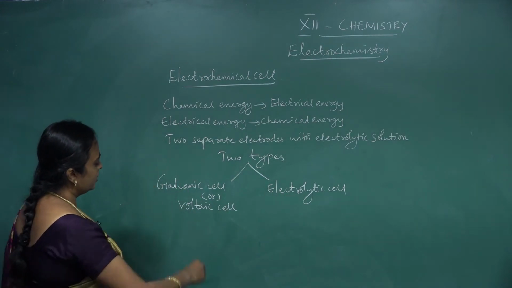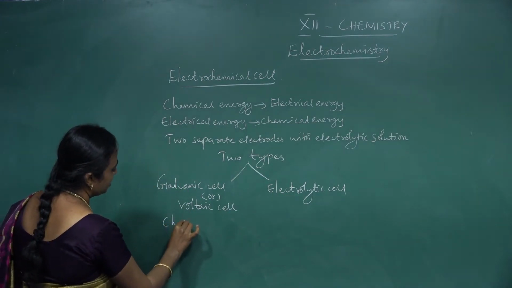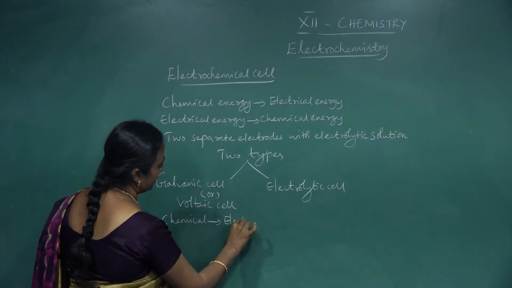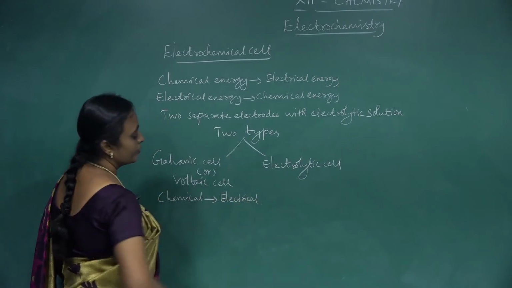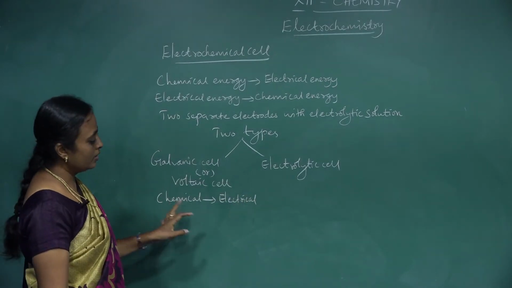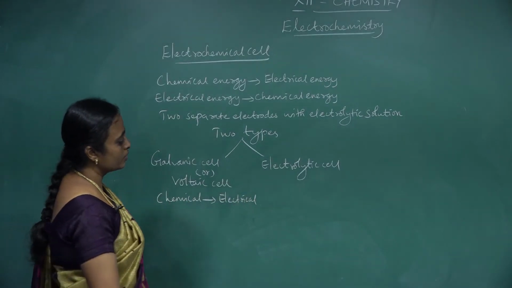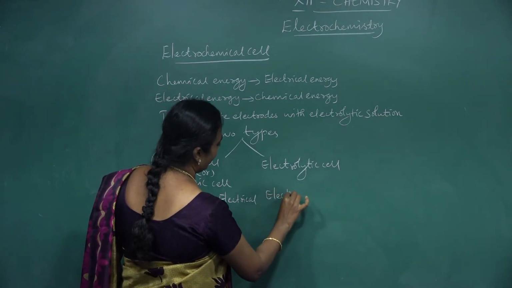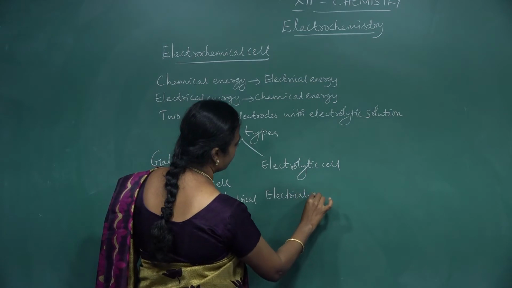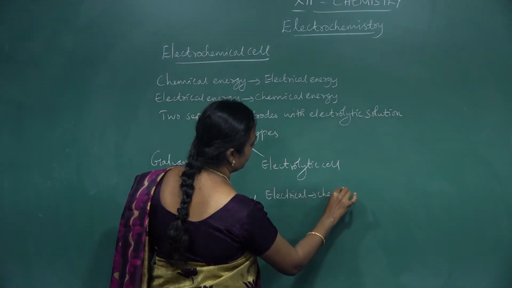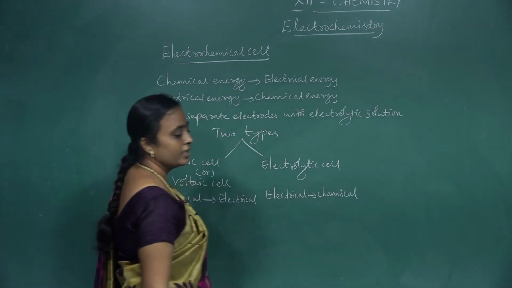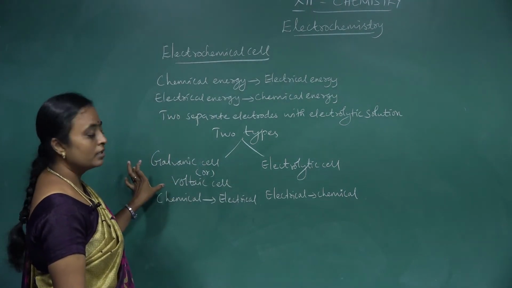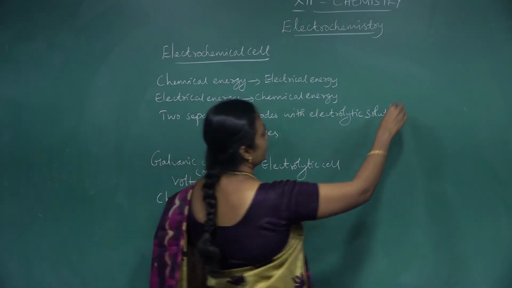The galvanic cell converts chemical energy into electrical energy, and that will be a spontaneous process. The electrolytic cell converts electrical energy into chemical energy. Today we are going to see about the galvanic cell.